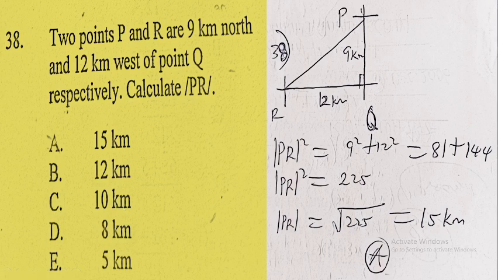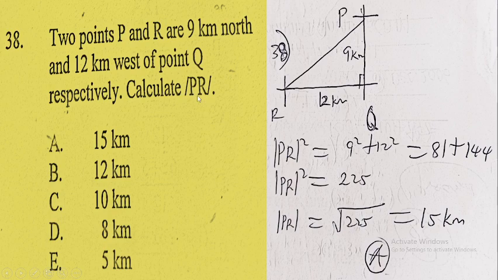Question number 38. Two points P and R are 9 km north and 12 km west of point Q. One is in the north, one is the west of Q. So if this is a point Q, P is north of it and R is west of it. So that's what we are having here now. One is 12 km from Q and one is 9 km from Q. So that will form a right angle triangle. Of course, this question is on bearing. So they will form a right angle triangle.